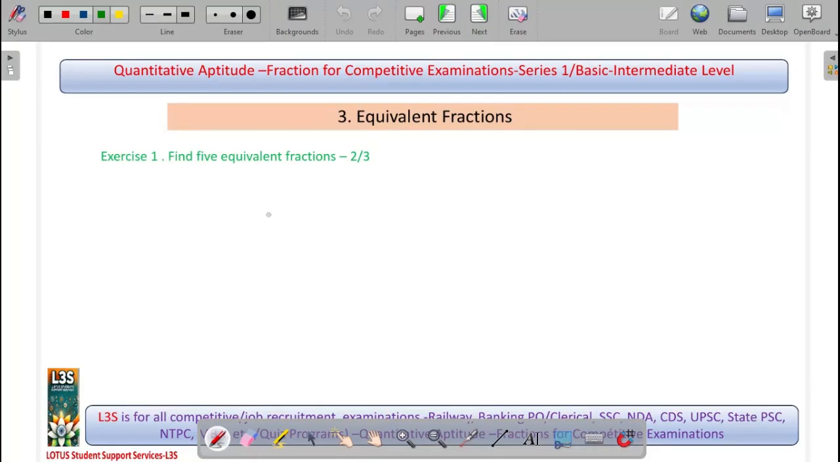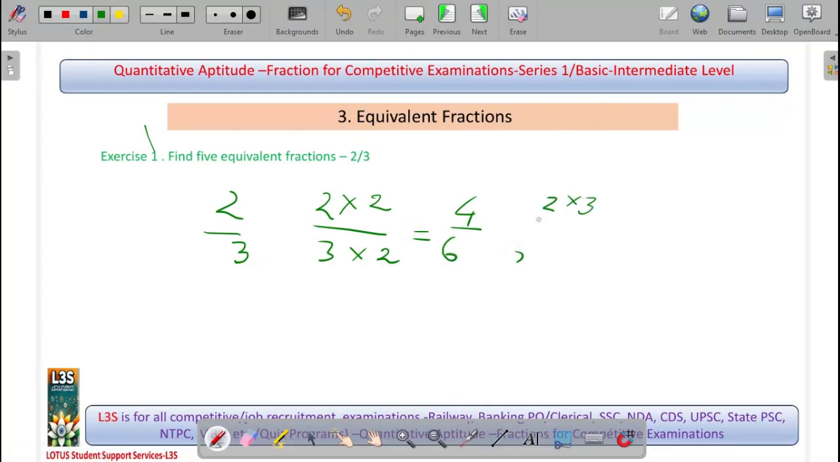Let's do one exercise. Find 5 equivalent fractions of 2 by 3. So 2 by 3. First we will take 2 into 2 and 3 into 2. This will be 4 by 6. Next is 2 by 3 and 3 by 3. We should multiply numerator and denominator by the same number. We'll get 6 by 9.